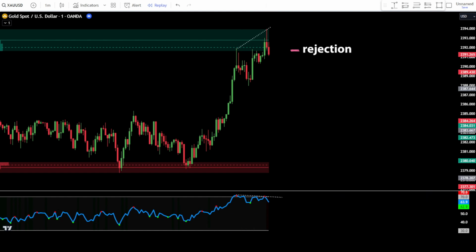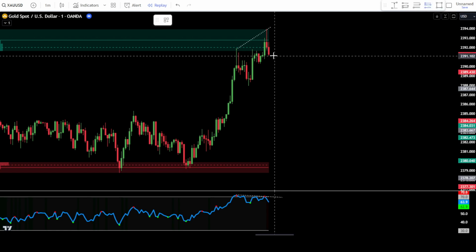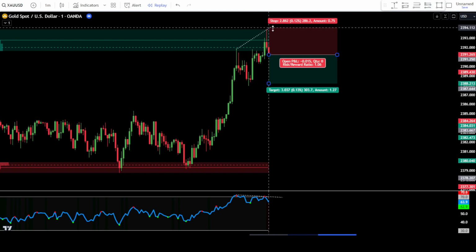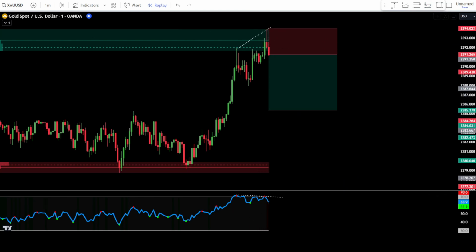3. Ensure there's a rejection of price at the supply area. 4. As confirmation, ensure the candlestick formed is bearish. 5. If all conditions are met, you can place the sell order after the bearish candlestick is closed. 6. Place a stop loss above the supply area. 7. Then, use a target take profit with a risk and reward ratio of 1:2.